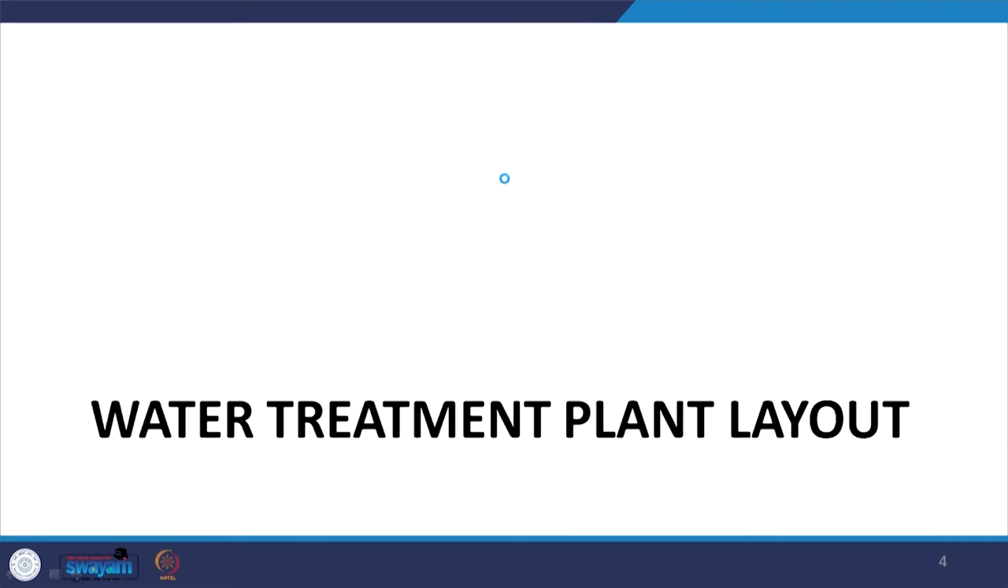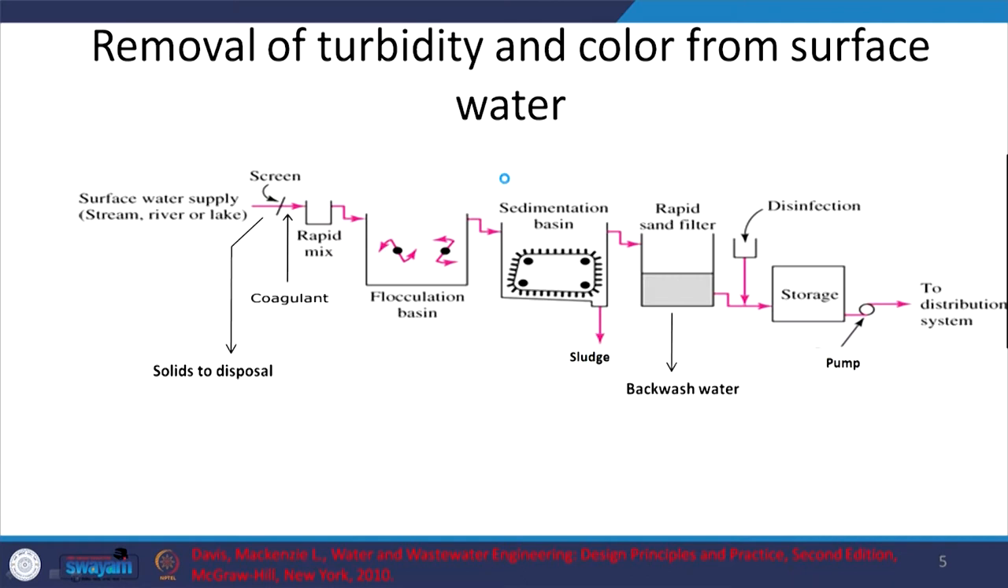So typical water treatment plant layout, let's look at this. Here we are concerned about removal of turbidity and color from surface water. Why is this important? As I mentioned, depending on the kind of water intake, the water treatment process will change.